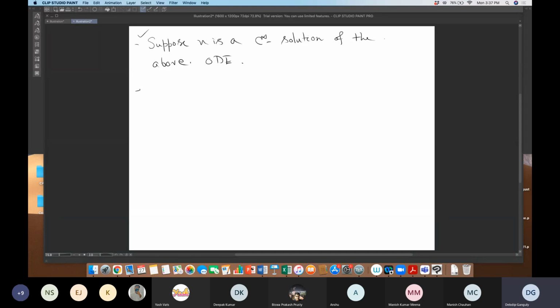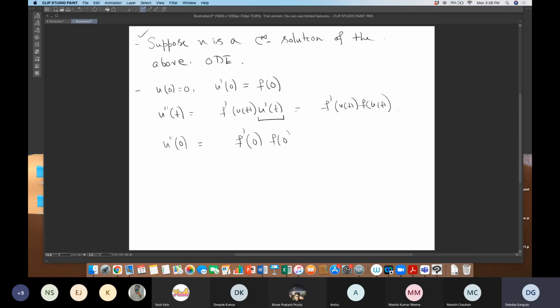Okay, that we assume. Next, let me recall the steps. We are given u(0) is 0. u prime at 0 is f of 0, just using the equation. Then u double prime of t is f prime of u t times u prime of t, and u prime of t equals f of u t. So u double prime at 0 is f prime at 0 times f of 0. Similarly, we compute that u triple prime at 0 is f double prime of 0 times f0 squared plus f prime 0 squared times f of 0.